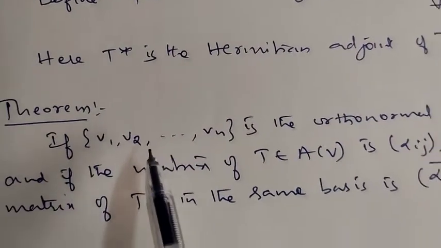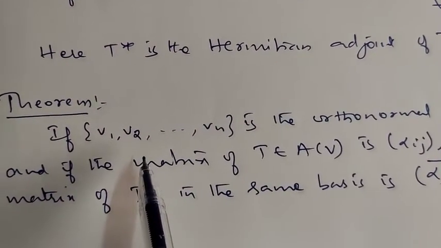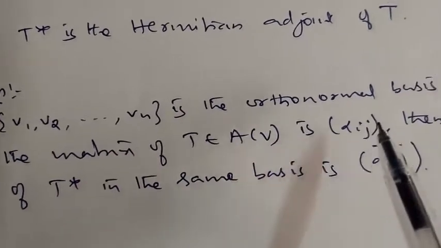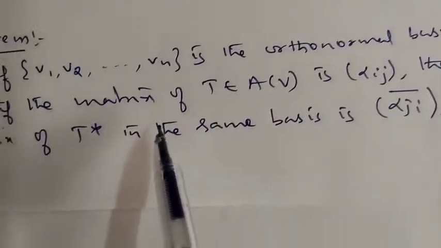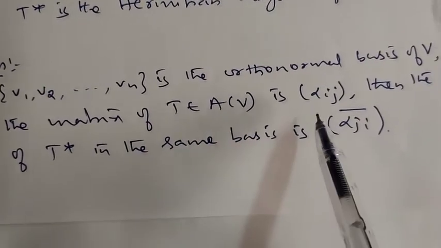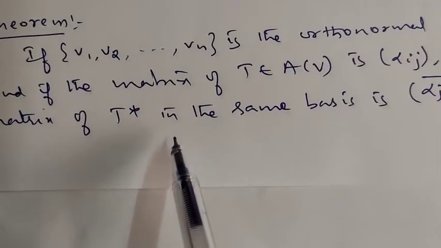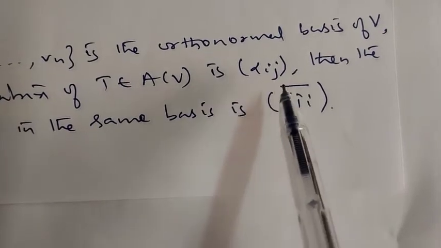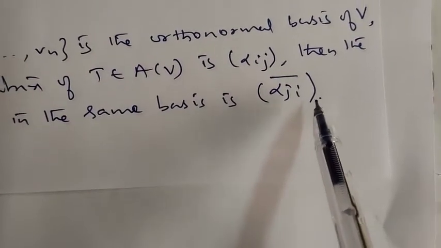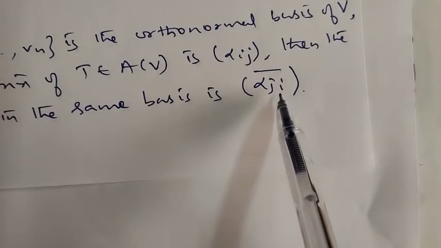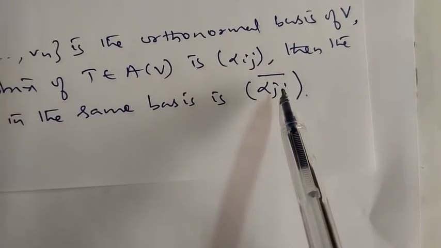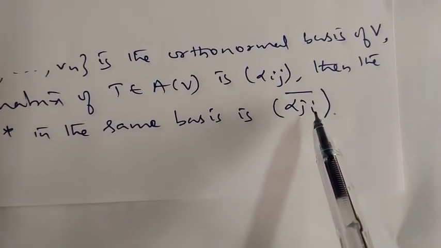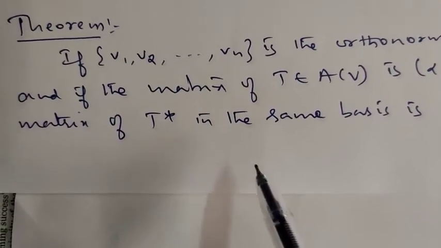Okay. So before that, let us take up this result. Suppose v1, v2, etc., vn is an orthonormal basis of the vector space V. And if the matrix of T belongs to A of V is alpha ij, then the matrix of the adjoint T star in the same basis is alpha ji bar. If T has matrix alpha ij, then the matrix of T star is alpha ji bar. Means we take the transpose of the matrix and conjugate. Conjugate transpose of alpha ij is the matrix of T star. Let us prove this now.